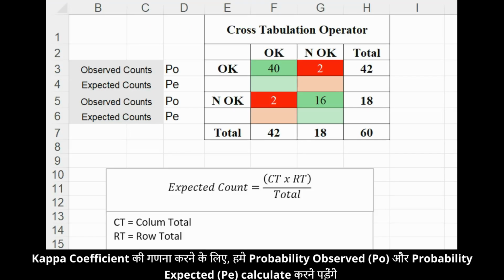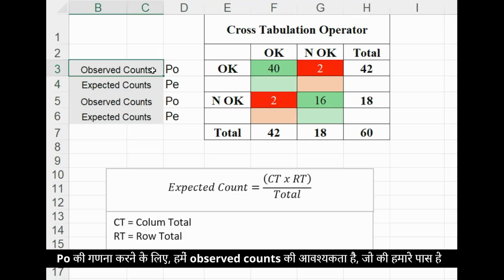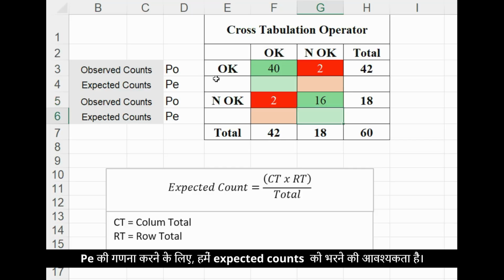To calculate the Kappa coefficient, we need to calculate the probability observed, which is denoted by PO here, and probability expected, which is denoted by PE here. To calculate PO, we need observed counts. We already have observed counts: OK to OK 40, OK to not OK 2, not OK to OK 2 and not OK to not OK 16. To calculate PE, we need to fill expected count in these cells.